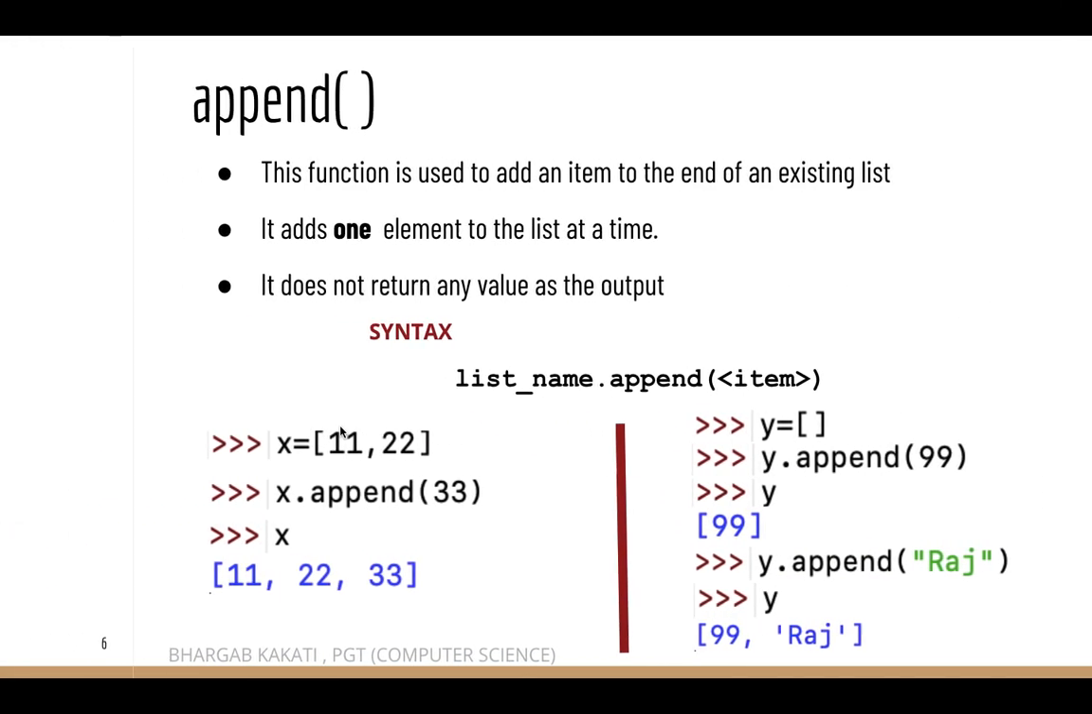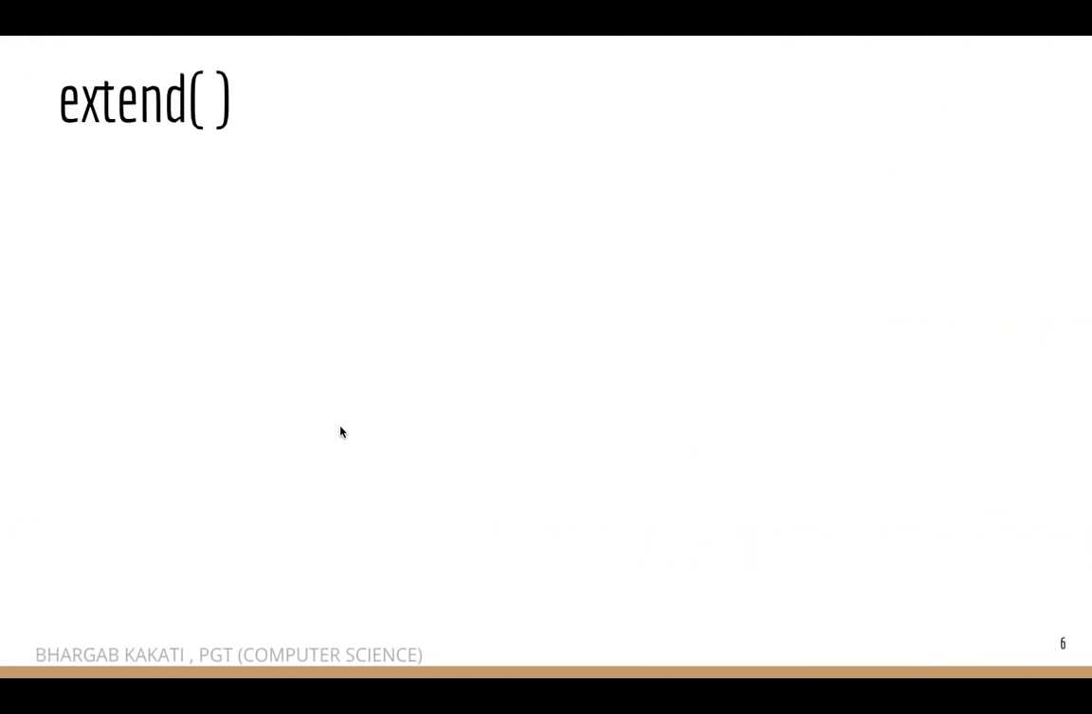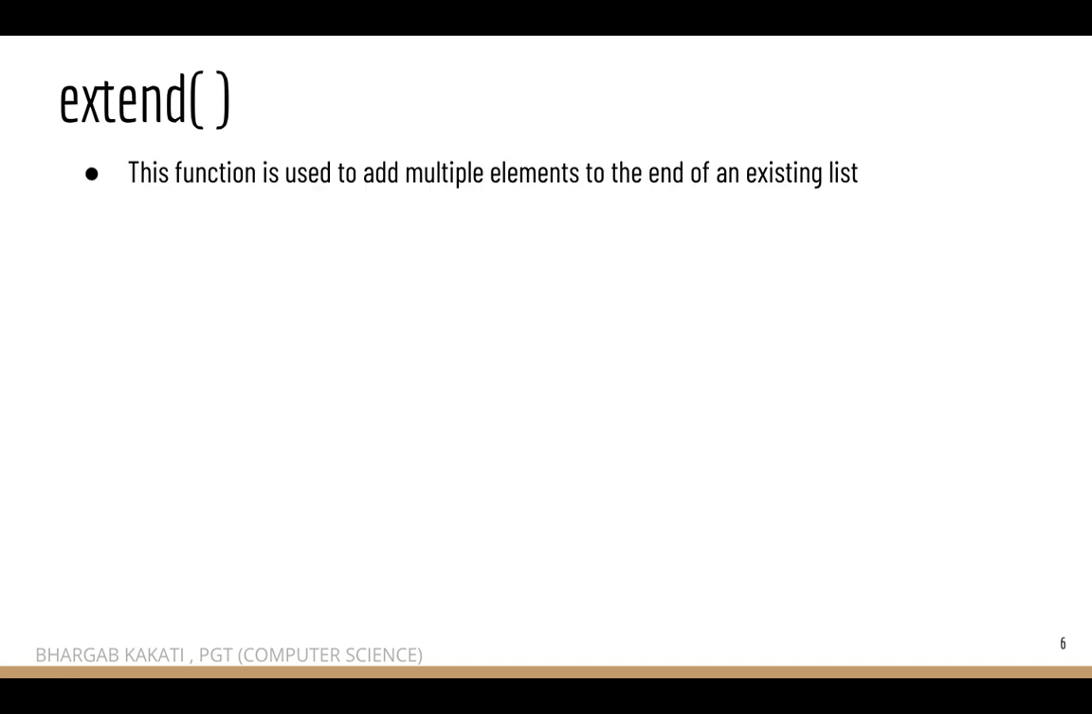Let's move ahead to the next function, which is the extend function. Now what if I want to add multiple elements at a time to a list? Then that is achieved with the help of the extend function. What this function does? This function is used to add multiple elements, means more than one element to the end of an existing list. It can add multiple elements to the list at a time. So if you want to add more than one element to the list at a single time, then you will take the help of the extend function.